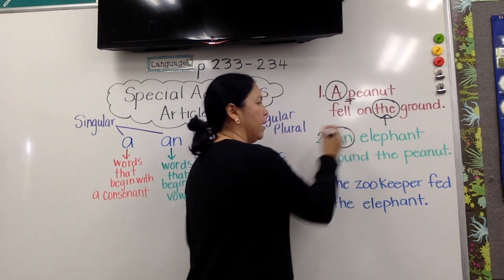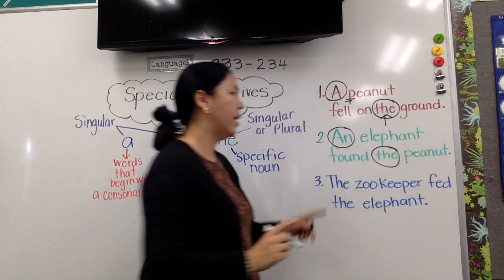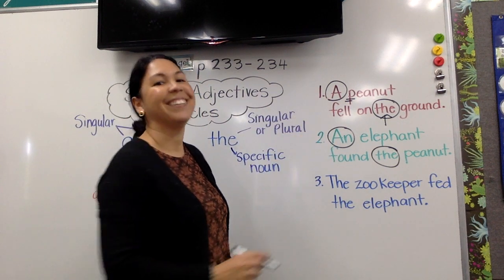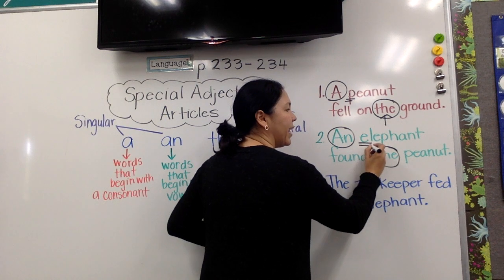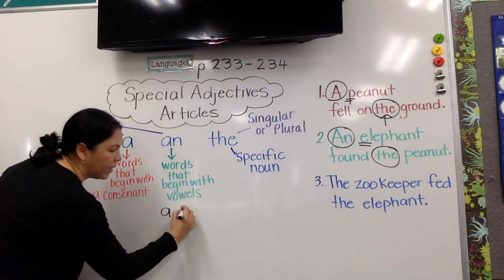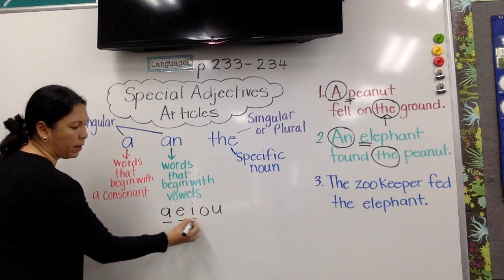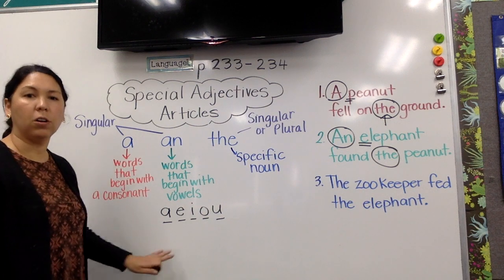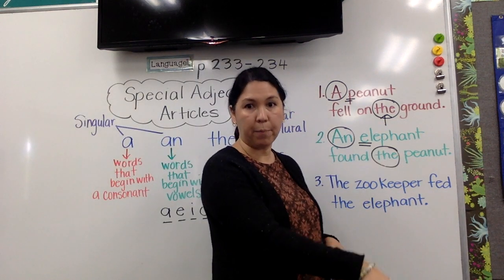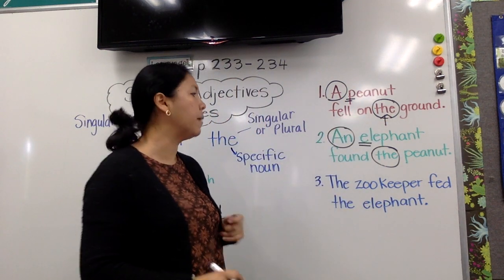An, very good. Do you see another one? The, excellent. All right, so why do we use an here and a here? Yes, elephant starts with an E. That is one of our vowels. Our vowels are A, E, I, O, and U. If you ever see one of these before an article, we have to use an. The, again, is referring to the peanut that just fell on the ground. It's a specific peanut. Okay?